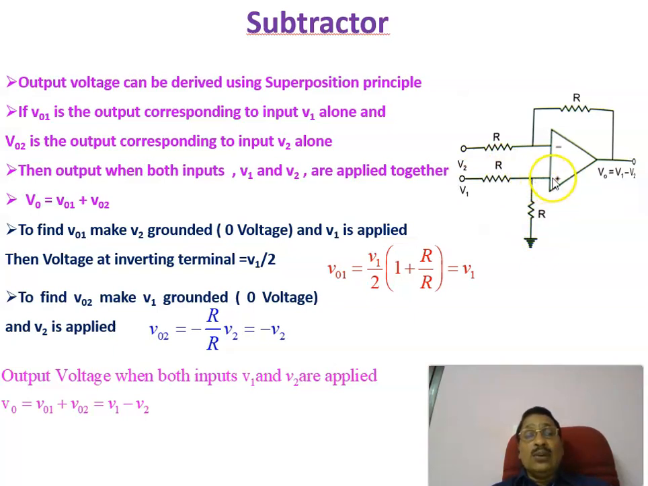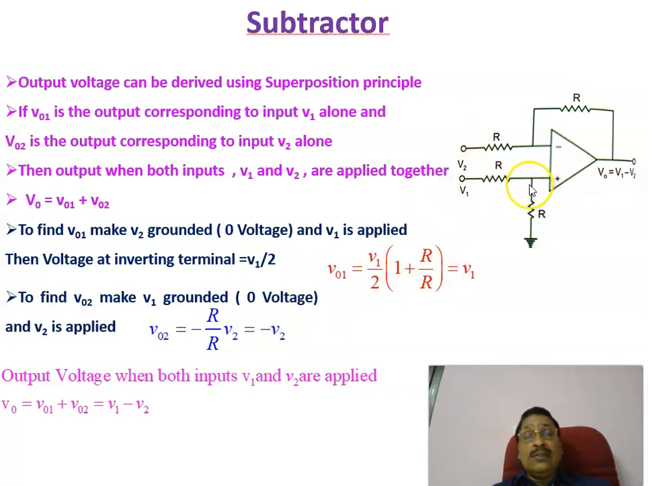This voltage is equal to V by 2. Then this is grounded also. Therefore, this is working as a non-inverting amplifier. Then what is the output corresponding? V01 equal to 1 plus R by R into whatever the voltage here. 1 plus R by R into V2 by 2, or here get 1 plus R by R into V1. This is V1 and this is V2.